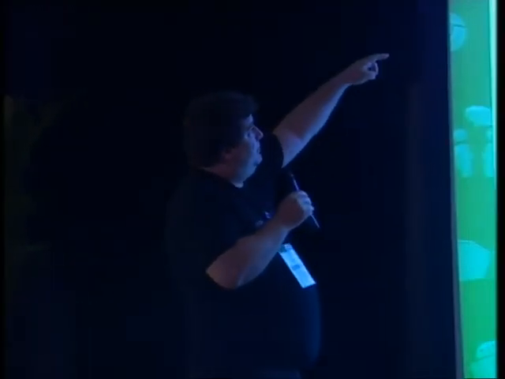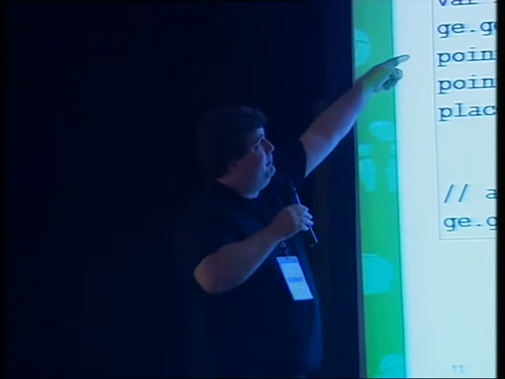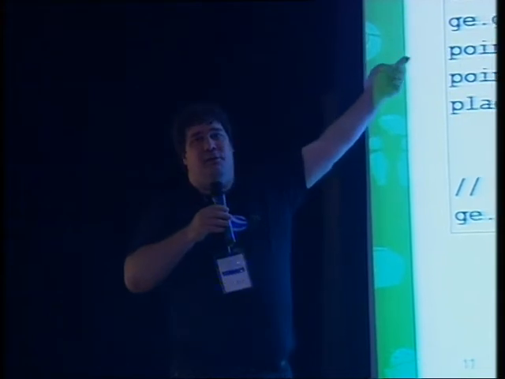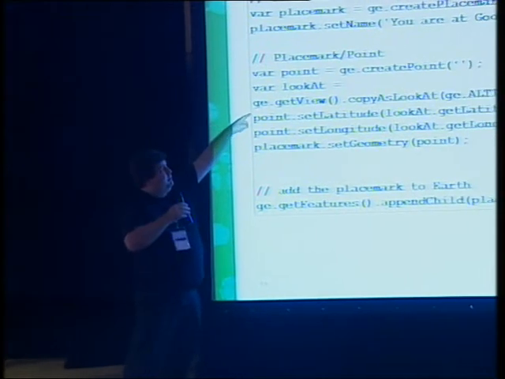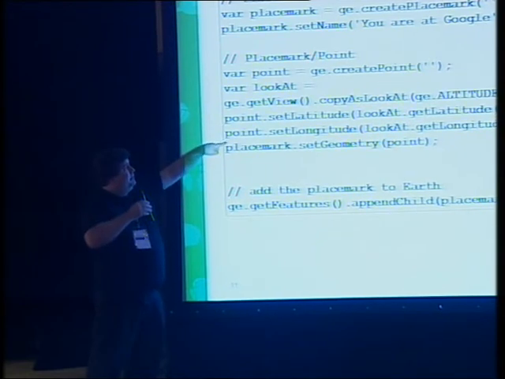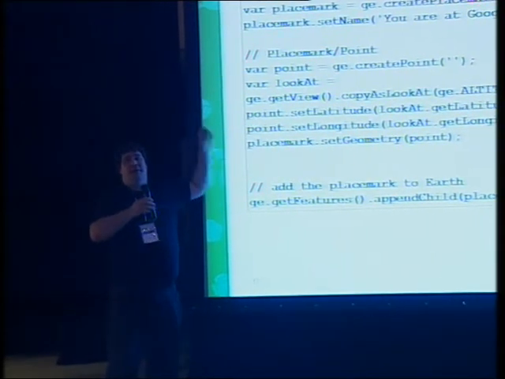So you see here, create point, which is g.createPoint. I assign it a lookat. The lookat is the position relative to the point that the camera will take. And then I set get view, copy as look at. All this does is basically take whatever the current view is when I started this whole process, and assign that to that look at. And then the point sets a latitude and longitude. So this is basically creating a point in the middle of the screen with a look at of the current position.